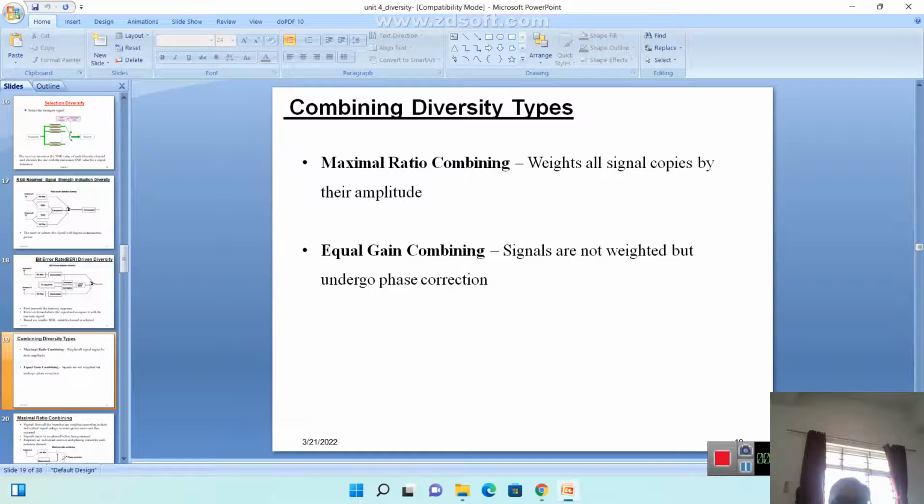Now the combining diversity types: maximal ratio combining and equal gain combining. There are two types. Weighting all the signal copies by their amplitude is called maximal ratio combining. The next one is equal gain combining, defined as the signals not being weighted but undergoing phase corrections. These are the combining diversity types.